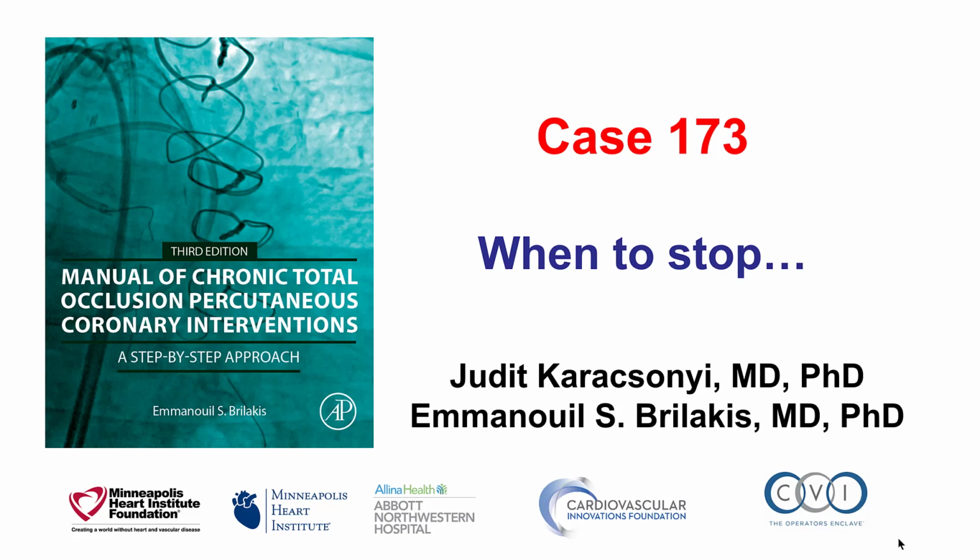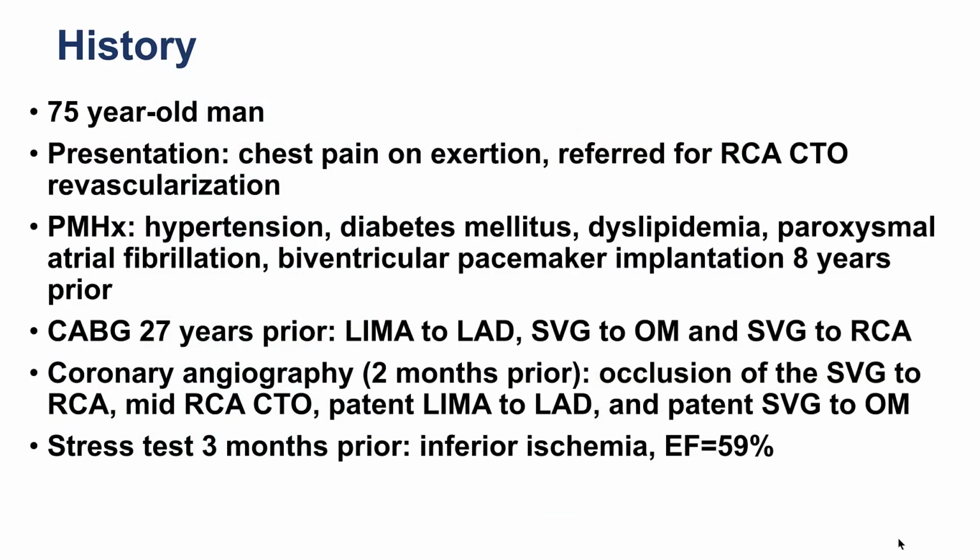This is a case illustrating some of the difficulties when deciding when to stop a CTO crossing attempt. The patient presented with exertional chest discomfort that was refractory to medications. He did have a previous coronary bypass graft with 3 bypass grafts, 2 of which were open, the LIMA to LAD and the vein graft to obtuse marginal. However, the vein graft to the right was occluded, and he did have a mid-right coronary CTO with inferior ischemia and a normal ejection fraction.